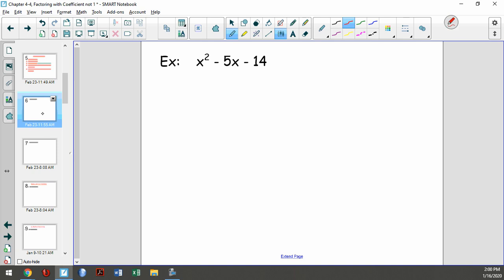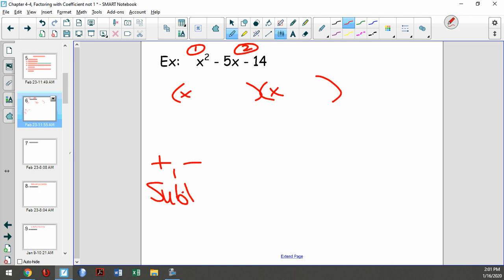Do I have a GCF? No, so I'm going to go immediately into two binomials. How do I split up x squared? X and x. I need to look at the last term sign, which is a negative, so that means I have a plus minus, and I'm going to subtract.